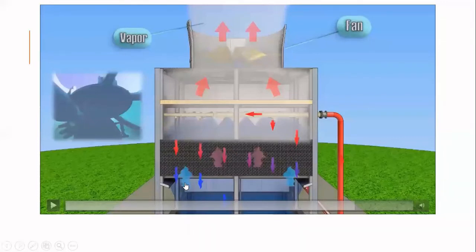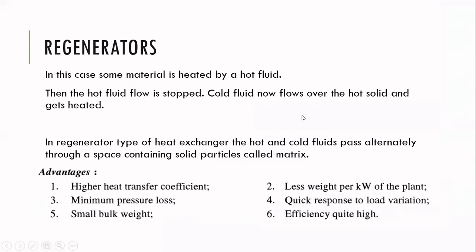Here the blue colored fluid, this one is air, and this small fluid which is coming down, that is water droplet. So direct contact of water and air is taking place. Hence we will be calling this as direct contact heat exchanger. We will move to the second type of heat exchangers.